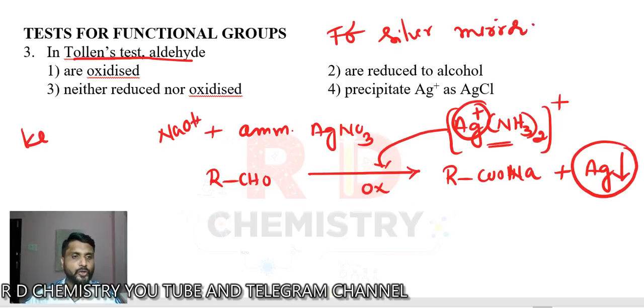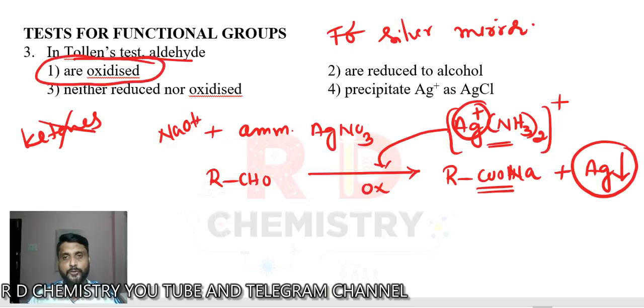Whereas ketones do not react. Only aldehydes are oxidized. Ketones are not oxidized. So remember, we get the carboxylic acid but in the form of its sodium salt. That means the aldehyde is getting oxidized, not reduced. We get silver metal. So therefore, the answer is: the aldehyde is getting oxidized and Tollens reagent is getting reduced.